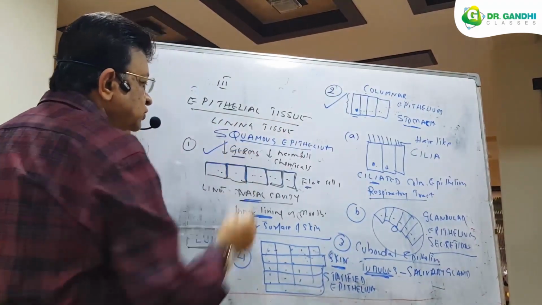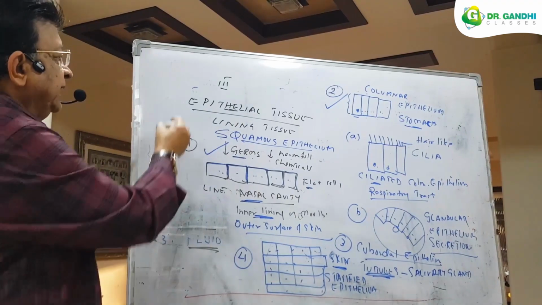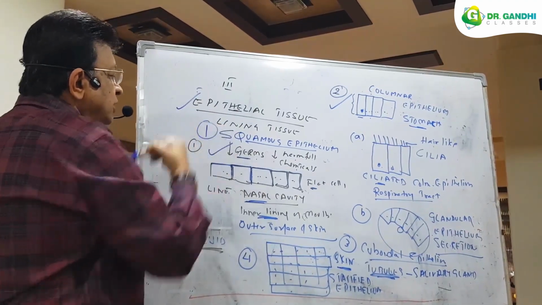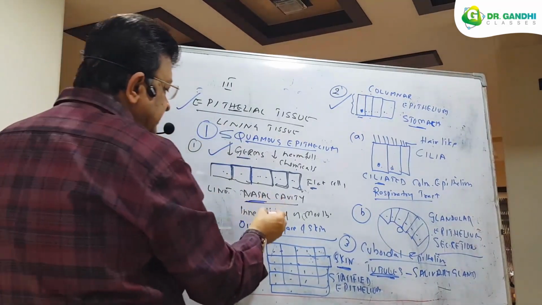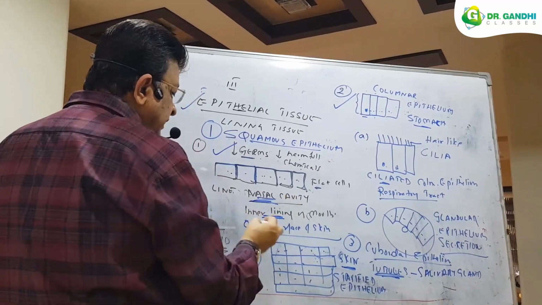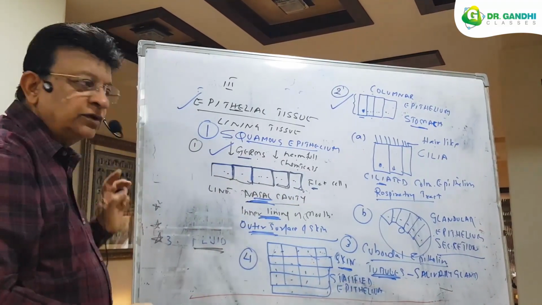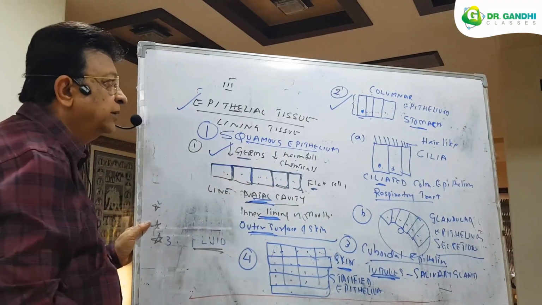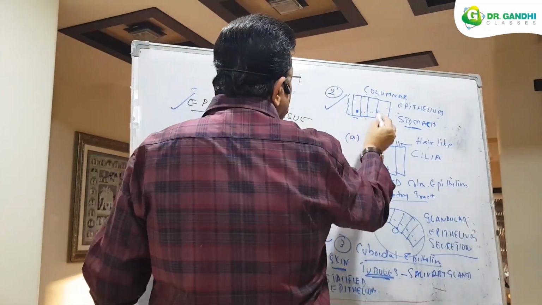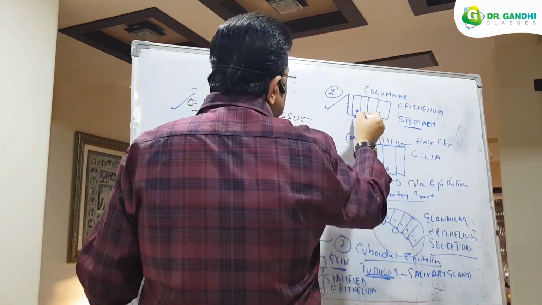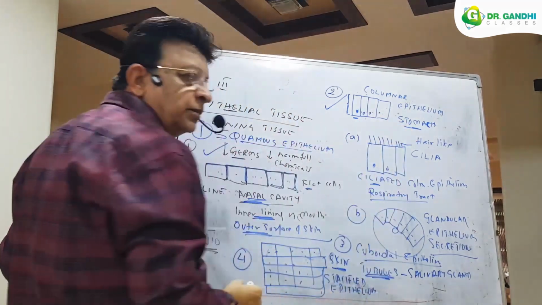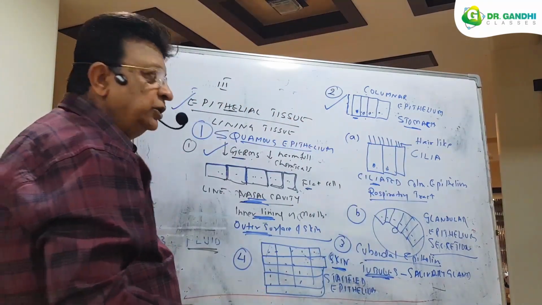On the outer surface we have squamous, so that takes care. So we are now beginning with the epithelial tissue. First, squamous epithelium lines the inner lining of the mouth, nasal cavity, outer surface of skin, prevents germs and harmful chemicals. The second one is columnar. The cells are more tall than broad, lining the stomach, helps in absorption of nutrients.